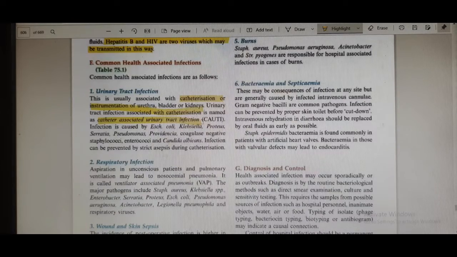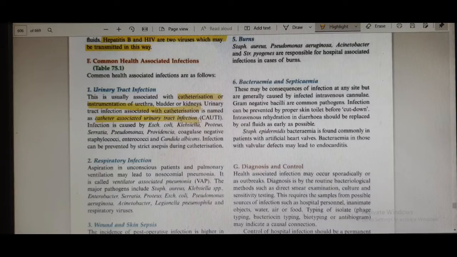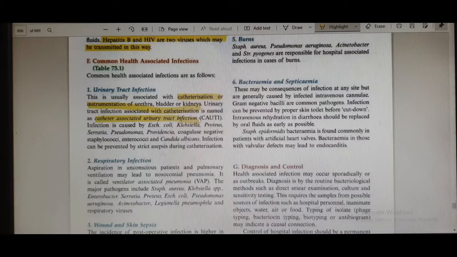Catheterization is done in patients who are not able to pass out urine after a surgery. If a patient undergoes a surgery, he can't walk or get up from his bed and go urinate. So he'll have to be on bed and under rest. So catheterization is done in such patients who cannot pass urine or walk or move around.